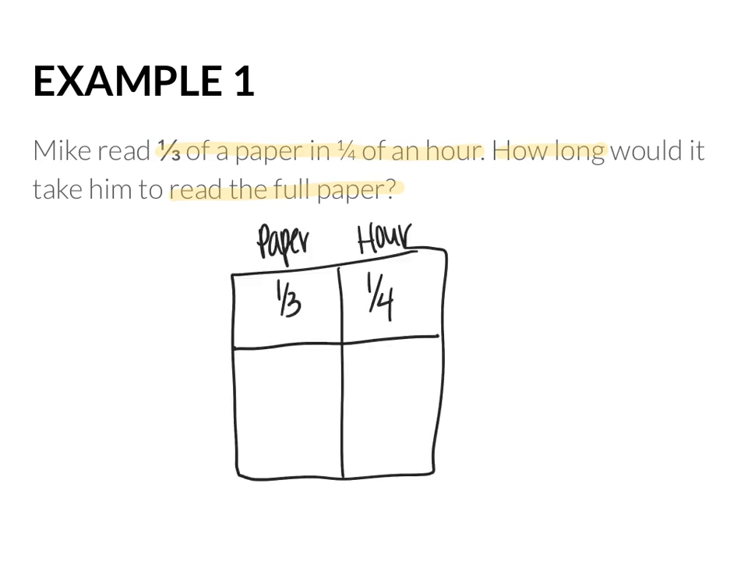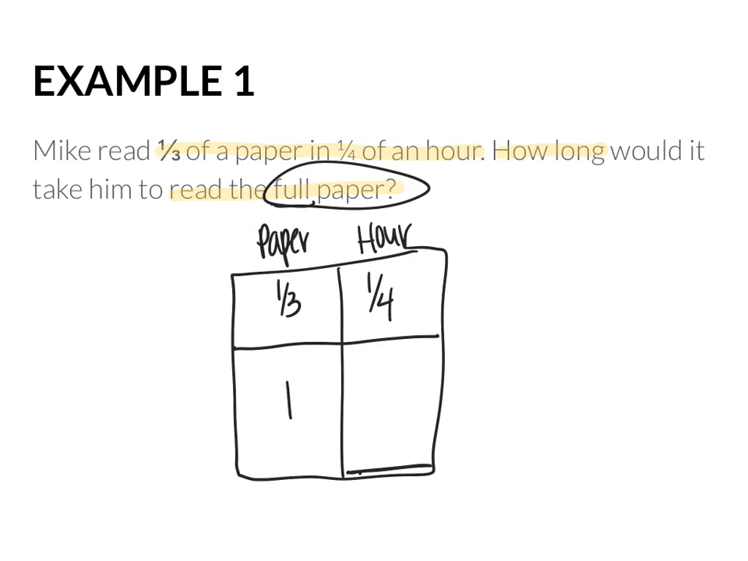He read a third of a paper in a fourth of an hour. We want to get to the full paper. Now, one of the benefits of writing it in a table is I know which side to put the 1 on. See, in our main idea, we were putting the 1 under hours. But instead, he's going to read the full paper, or one whole paper.